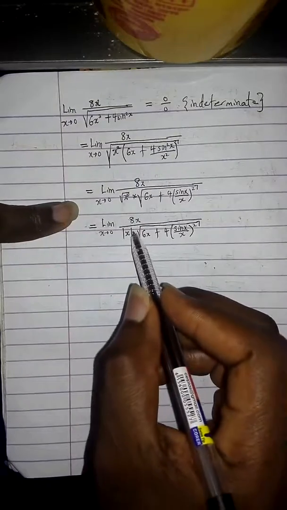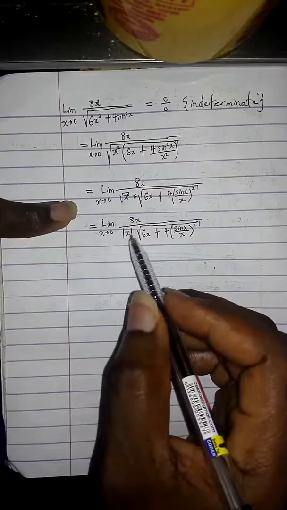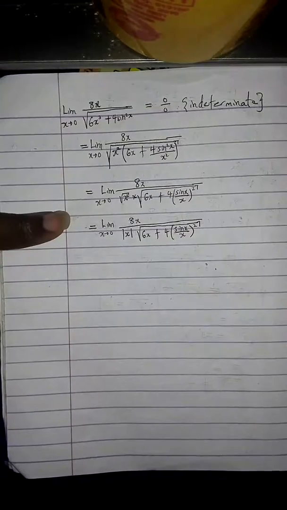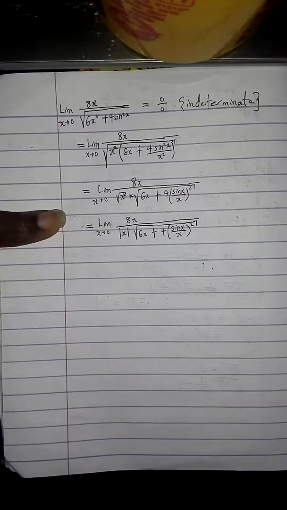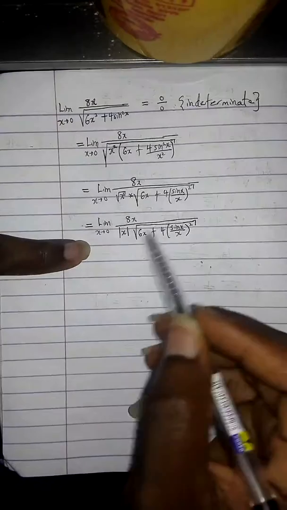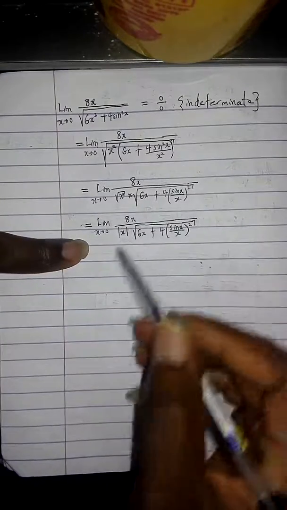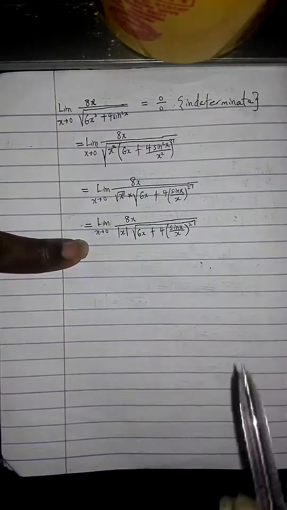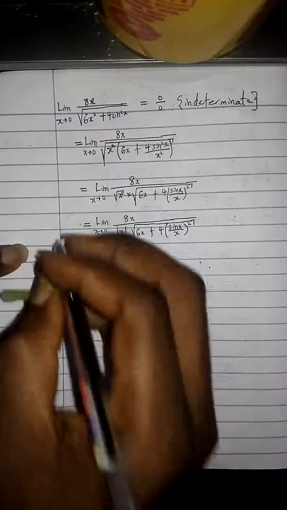Why is it so? Because we know that the modulus of x is defined differently depending on whether x is positive or negative. So we can see now, it is obvious that this function is a piecewise function. Because of that, we're going to treat it as such. And don't forget this thing.